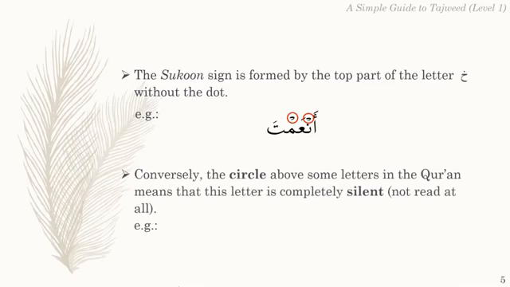On the other hand, the circle that you see in the Quran on the top of some letters means that this letter is silent. It is not sukoon as used in other Arabic books.